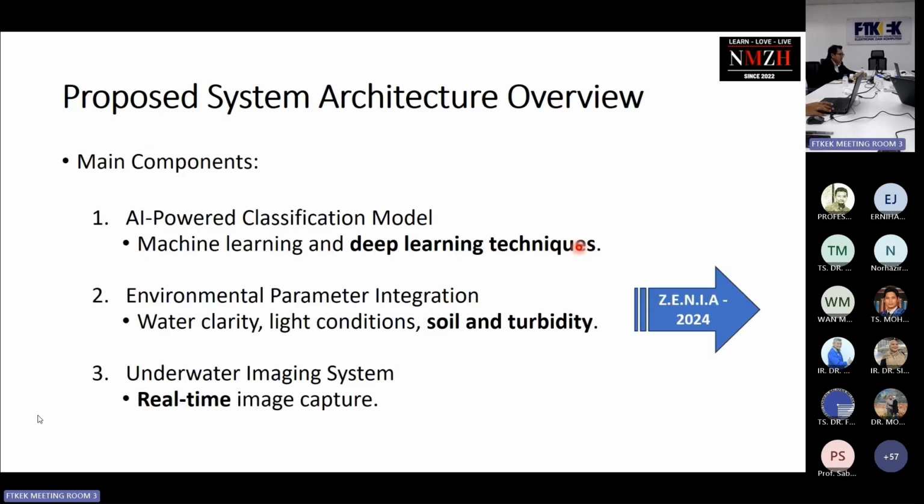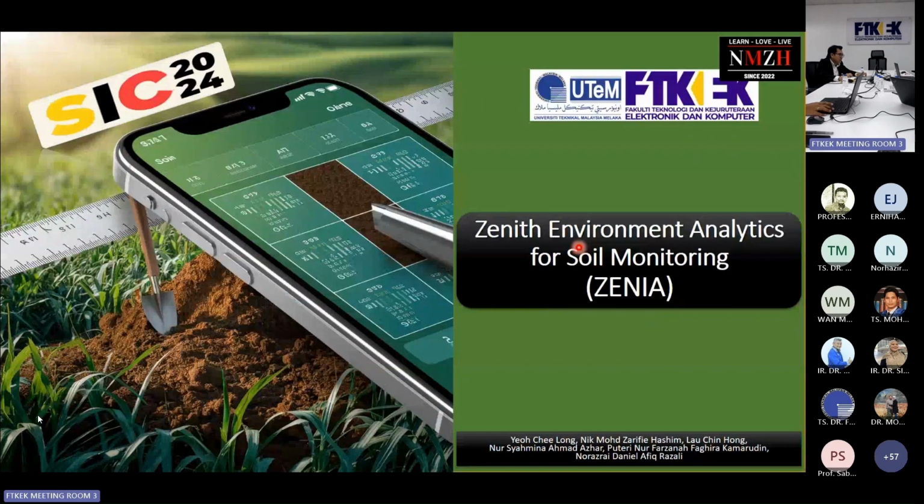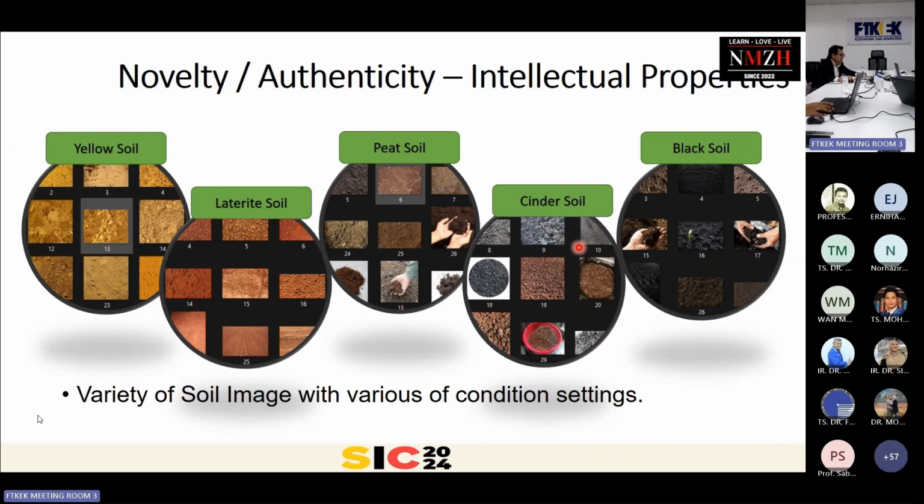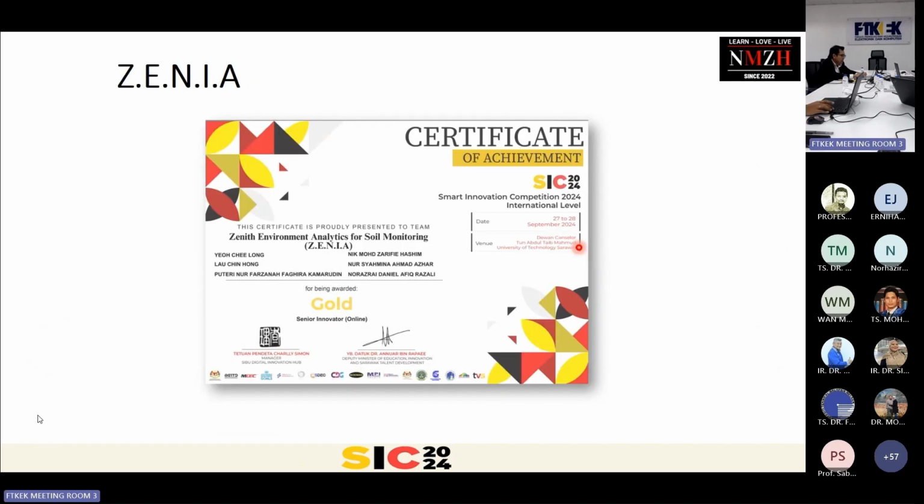Secondly, we entered environmental parameter integration, stability based on soil relative relation. What we have is Zenith Environment Analytic for soil monitoring. We collected the data, which tries to show that if we have this perspective related to the underwater classification task, we started two things: underwater and stability. So this is what we have.